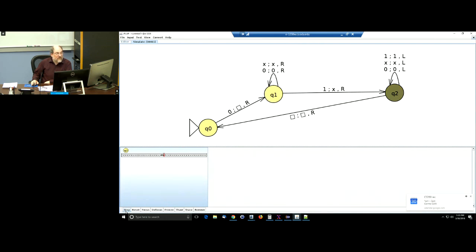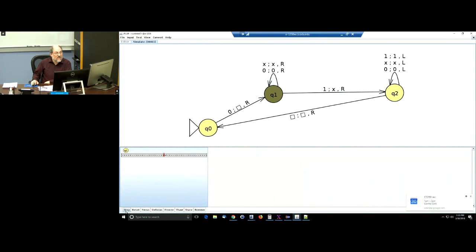we're ready to start moving left. Now we're looking at an X, so we still move left. Now we're looking at 0, so we still move left. Now we're looking at 0, so we still move left. Now we're looking at a blank, so we'll move right and go into Q0. And now we should be ready to start this whole process again.